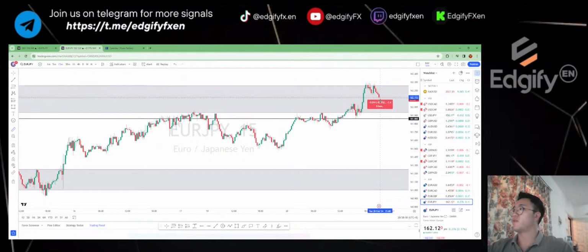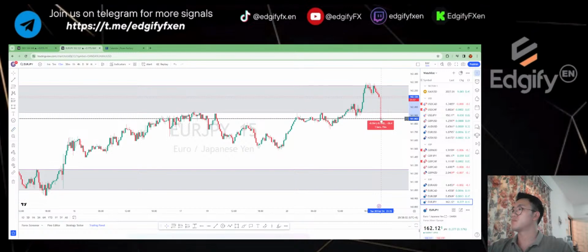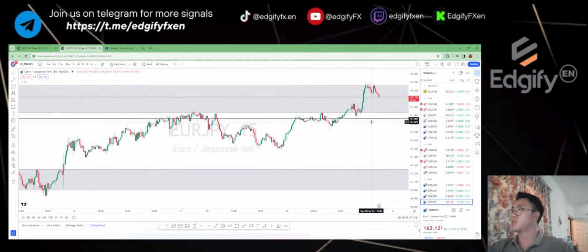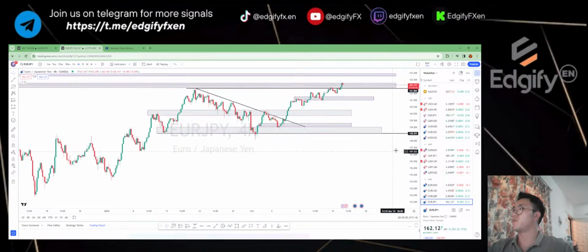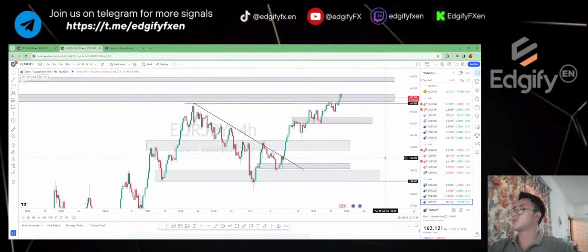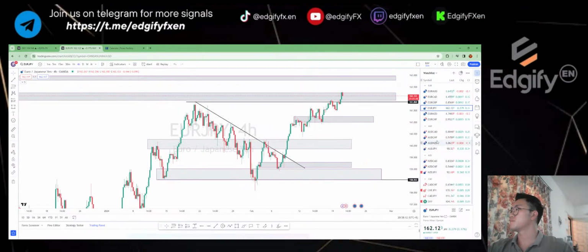So it's still very far away, about 36 more pips to go. Will it come back? We don't know. Okay, so we'll just see how this is going to play out before we hop in. Okay, so this will be for Euro JPY.